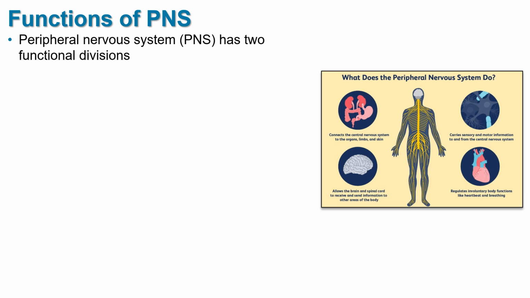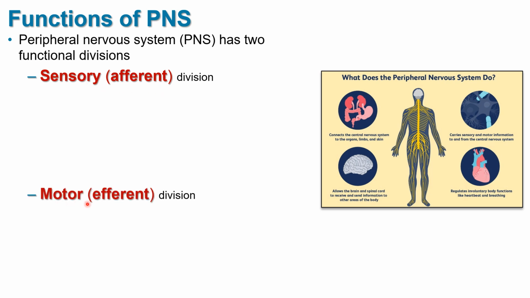So we have two functional divisions with regard to that basic function. That is the sensory, also known as the afferent. If you are affected, that means you are impacted by something external to you. So this is the afferent division. And we have the motor, the efferent, the effect. You create an effect when you are doing something, manipulating outside of yourself. So that's the sensory and the motor.